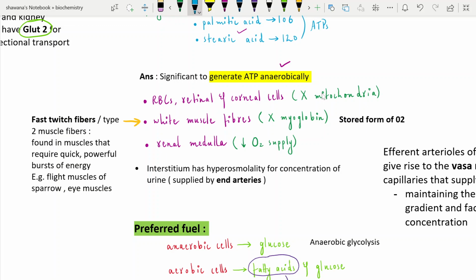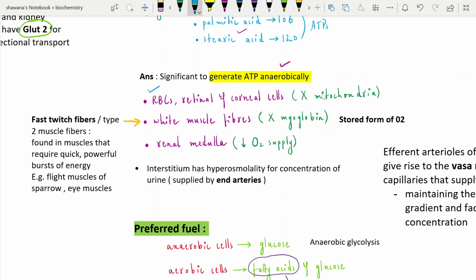Talking about those cells, they are RBCs, our red blood cells. Despite carrying oxygen, they do not use it for themselves. RBCs, retinal cells, and corneal cells of our eye do not have mitochondria. They lack mitochondria, as you know that mitochondria undergo oxidative phosphorylation to generate ATP. So these cells do not have mitochondria. So how are they going to yield ATP aerobically? They do not have any other option but to rely on anaerobic mechanisms.